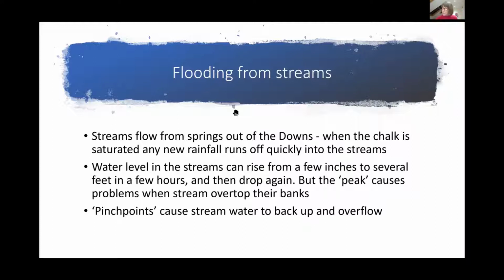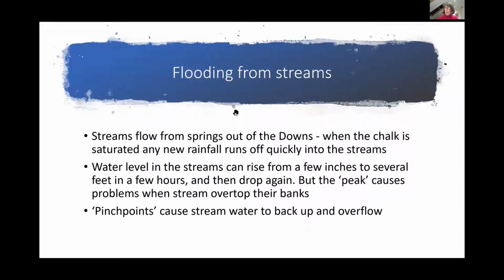And then pinch points like Spittleford Bridge and Waters Meet, where the stream flows under the railway, narrow the flow of water through the stream and can't handle heavy flow down from the downs.